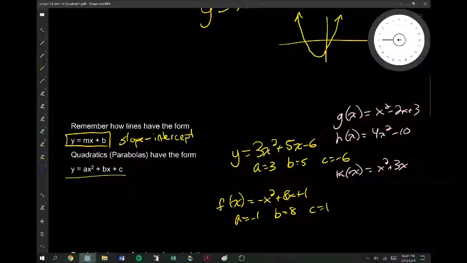Okay, so take a second and pause and find the a, b, and c values of these three functions, please.